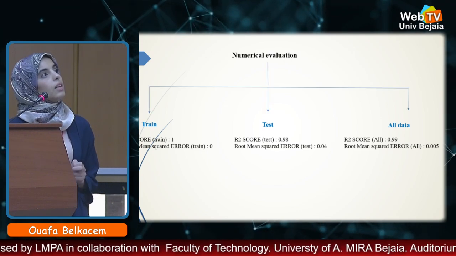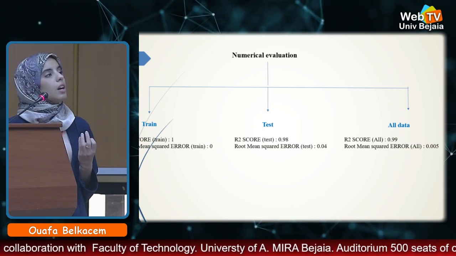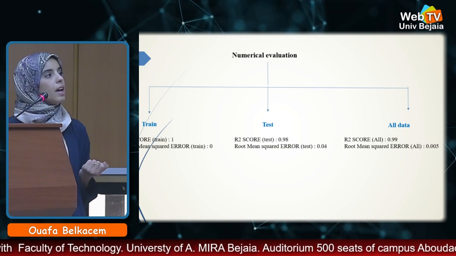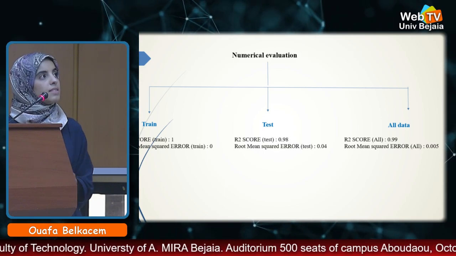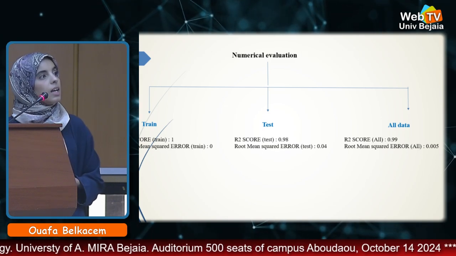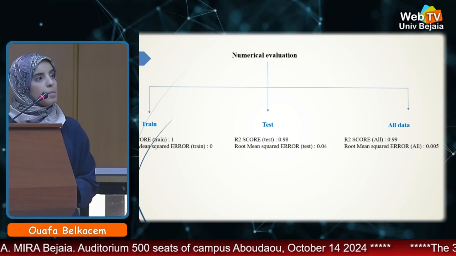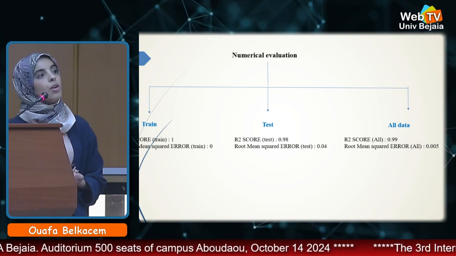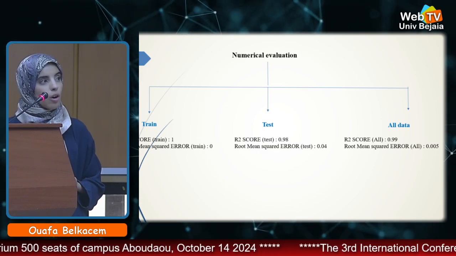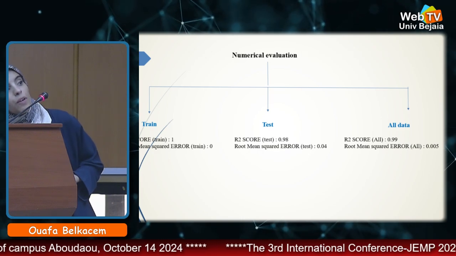Python gives the numerical evaluation. It was the score, the correlation coefficient 1 and 0 for the RMSE, for the train phase. And for the test phase, we have 0.98 and 0.04 for the RMSE. And for the all data phase, we have 0.9 for the score, and 0.005 for the RMSE.